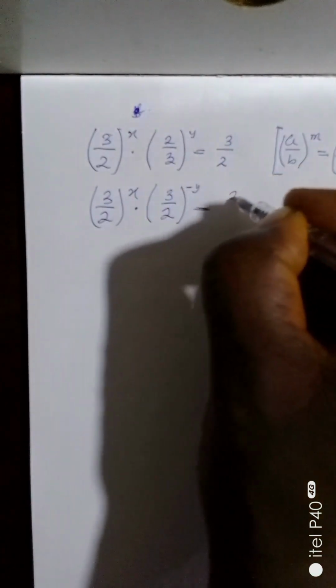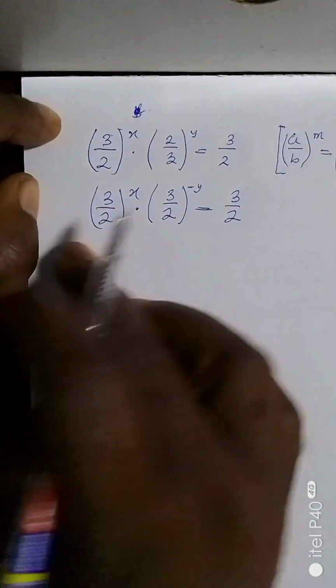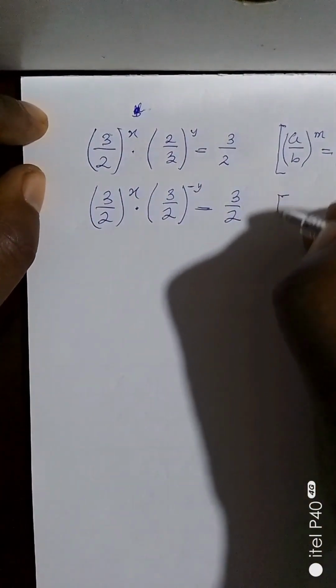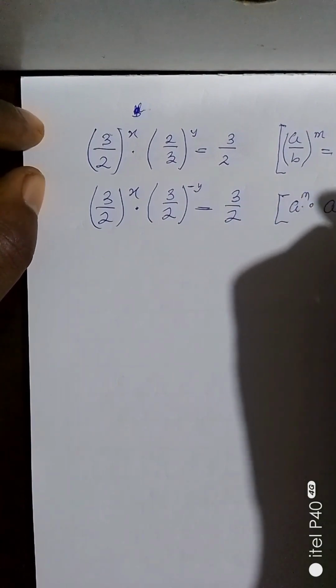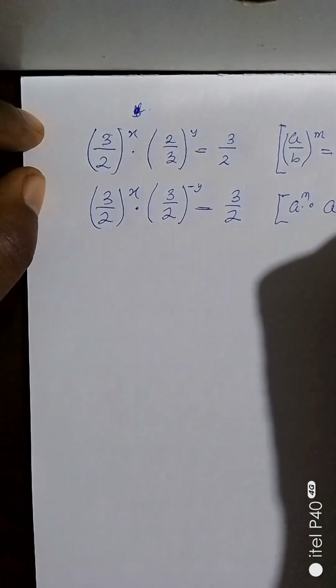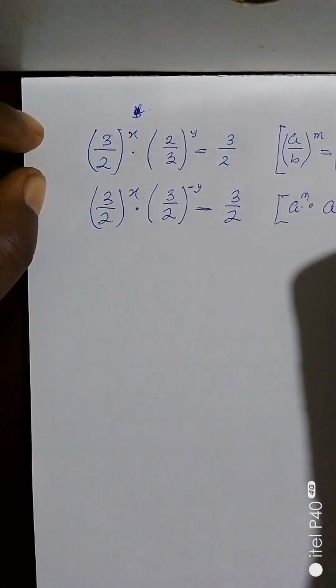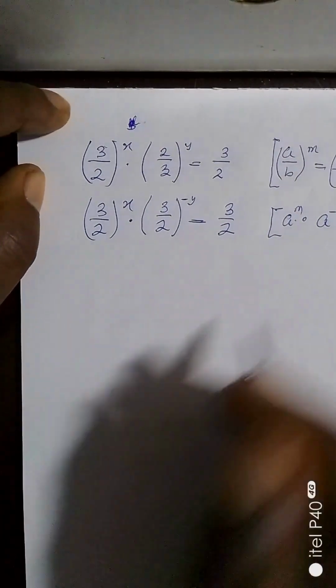Okay, so this is what is going to happen. Since we have 3 over 2 as our answer, what I'm going to do is to change this using this rule. So we have 3 over 2 to the power of x dot, and this now becomes 3 over 2, and then the power y changes to negative. So we have 3 over 2 here, and we can see that the bases are equal. Then if we apply the same law, that a to the power of m dot a to the power of minus n will be a to the power of m minus n.